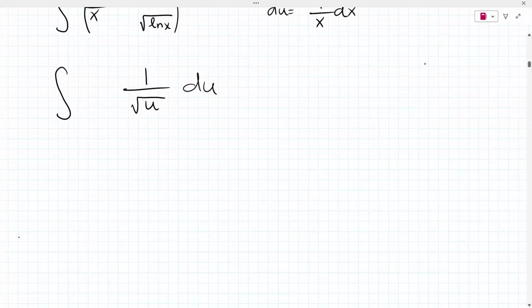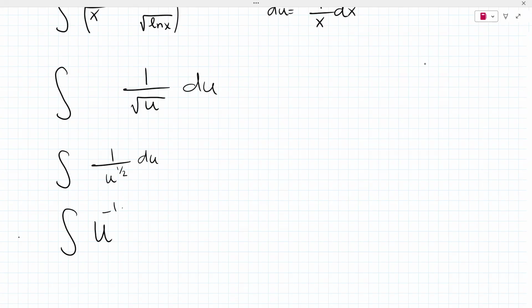Now, how do you take the integration of 1 over square root of u? Well, let's write it as a power. So I know that the square root of u is just u to the 1/2. But I don't want it here, I want it on the top, so I'm going to rewrite this as a negative power exponent, u to the negative 1/2 du. Okay.